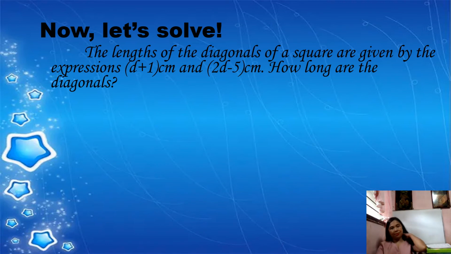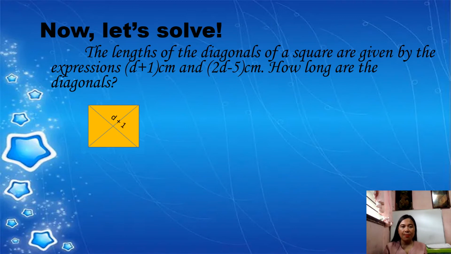Another problem. The lengths of the diagonals of a square are given by the expressions d plus 1 and 2d minus 5 centimeters. How long are the diagonals? So let's put first a figure and with the diagonals. So let's put also the diagonals, d plus 1 and 2d minus 5. Okay, so how are we going to solve the problem? Since a square is a rectangle, it follows that theorem number 2 of rectangles is applied to the square. And theorem number 2 states that diagonals of a rectangle are congruent.